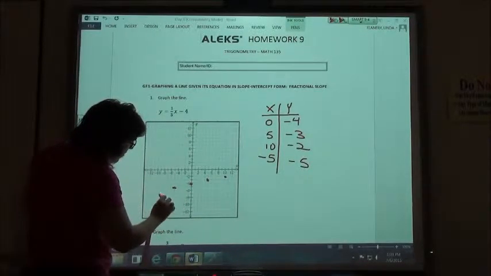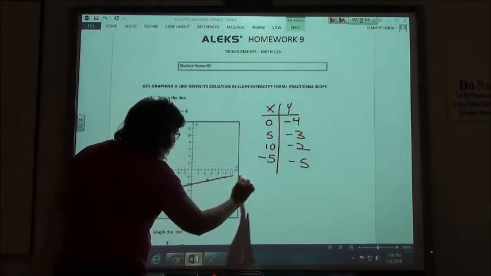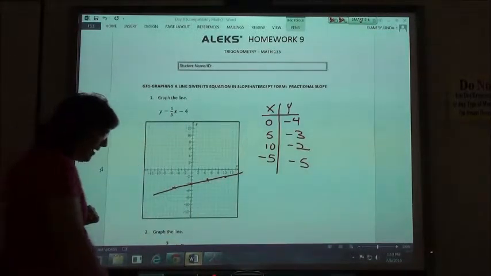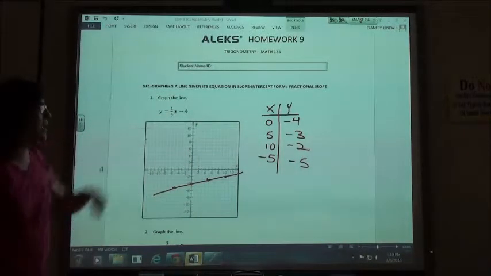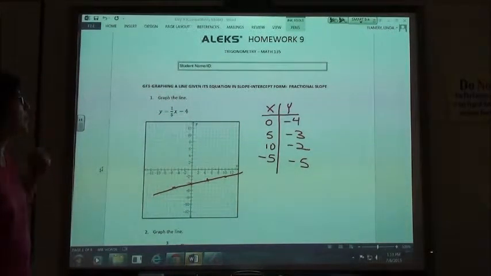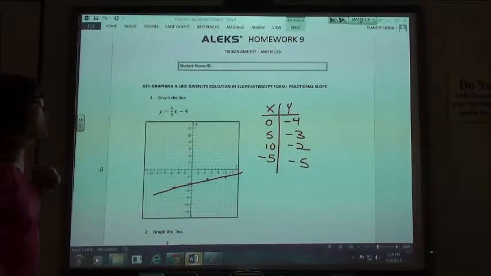And so you can see that when I connect my dots, if I could draw straight, I could draw my line. Now that's one way of doing it: putting in numbers for my x, finding my y, plotting my points. The other way is using my slope and y-intercept.